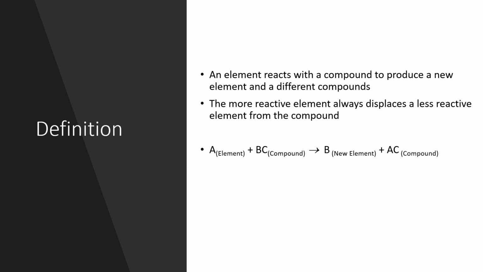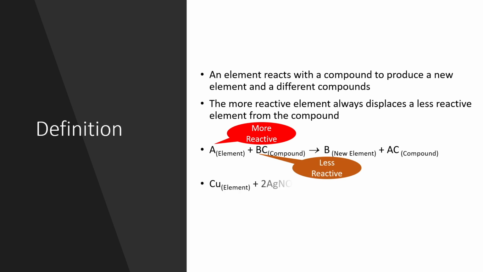So here is a generic equation. A is an element, BC is a compound. If A is more reactive than B, then a chemical reaction will take place and it will produce a new element, what I mean is an element by itself, from the compound BC, and a new compound AC. So A is more reactive, B is less reactive, and that's why this reaction takes place.